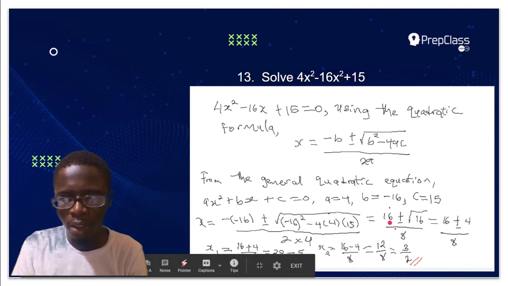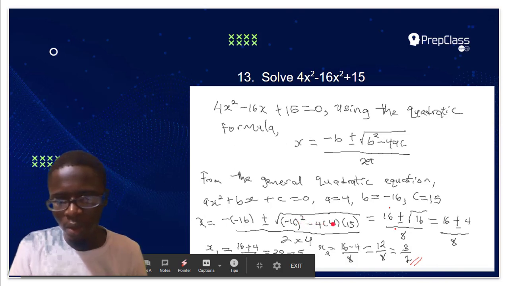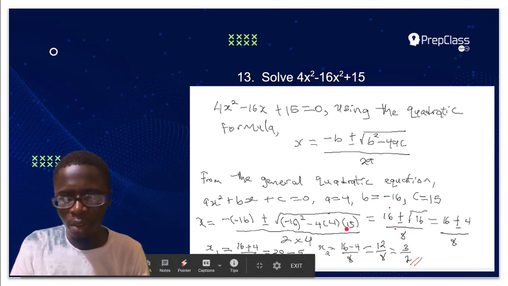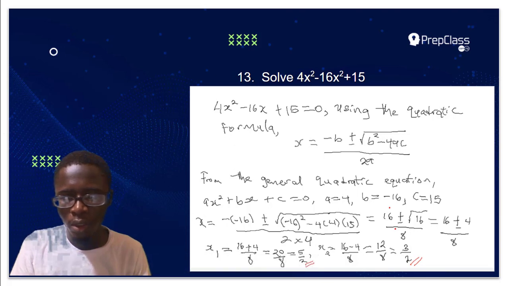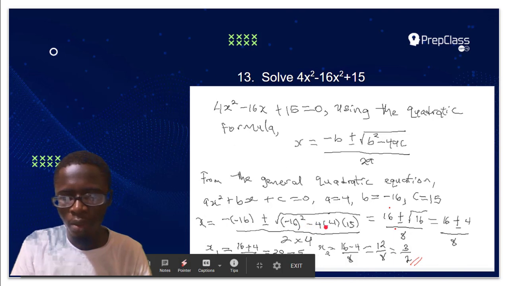So this gives us minus times minus is plus. We have 16 here, and minus 16 squared is going to give us 256, minus 4 times 4 is going to give us 16. 16 times 15 is going to give us here 240. So 256 minus 240 is going to give us 16. So the root of 16 we have 4.